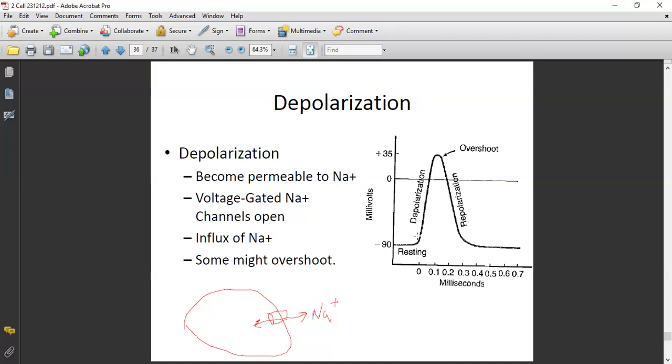right? It's above threshold. Now it's open. Sodium can freely diffuse across. It's free now. Sodium can freely diffuse. And the net effect of that diffusion is driven by the concentration gradient. So the net effect of that sodium movement is from high concentration to low concentration.